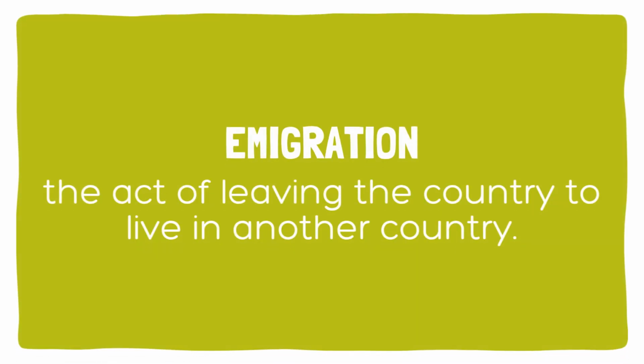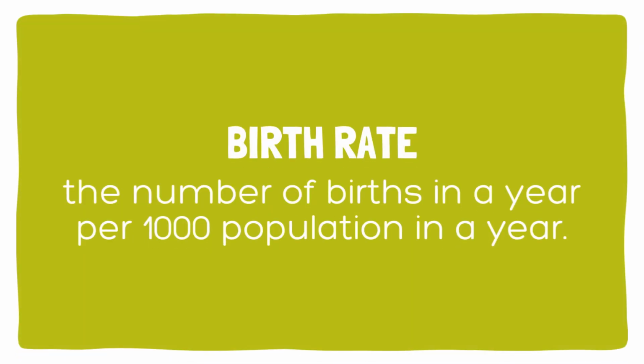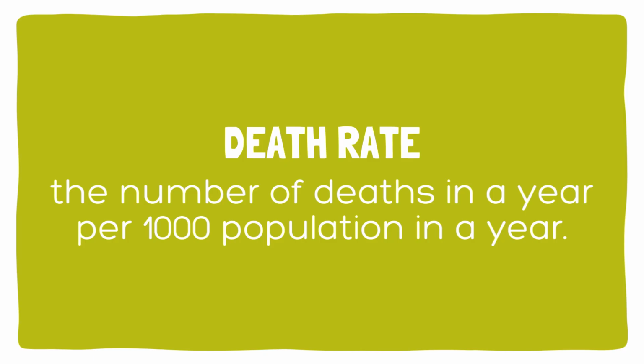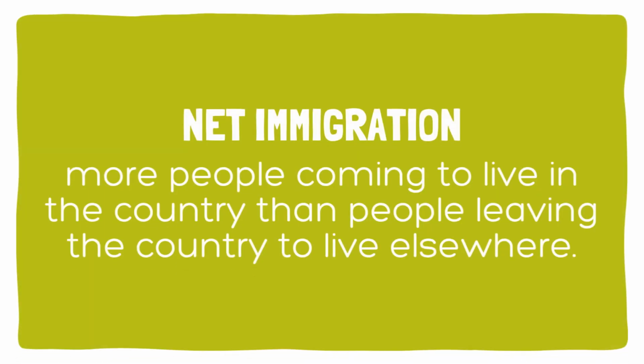Emigration is the act of leaving a country to live in another country. Birth rate is the number of births per 1,000 population in a year. Death rate is the number of deaths per 1,000 population in a year. Net immigration occurs when more people come to live in a country than leave it to live elsewhere.